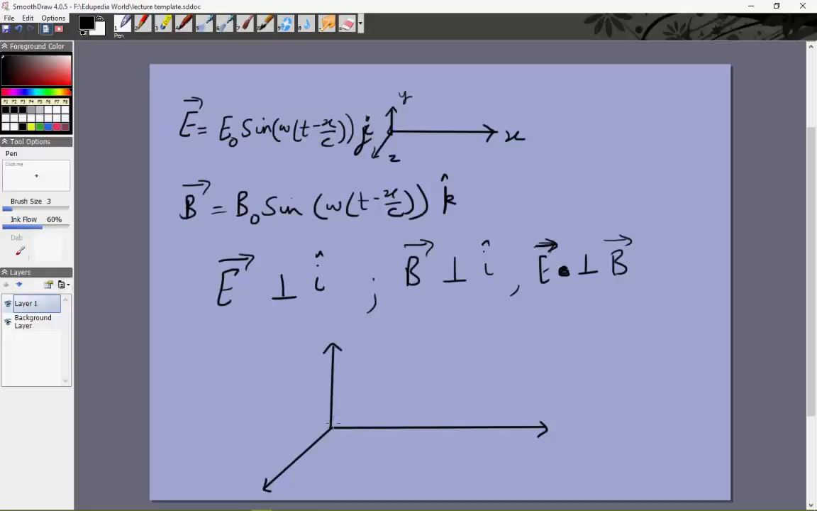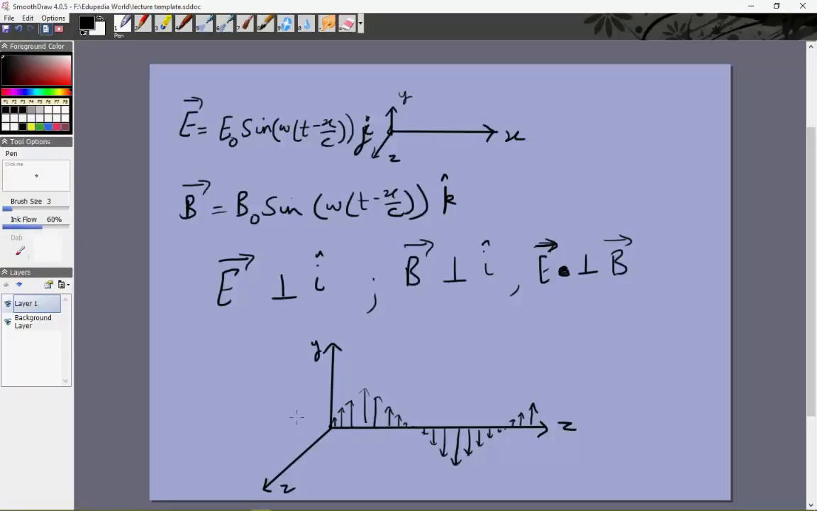Electric field will go like this. It will be 0 at this point, some value at this point, some higher value, some even higher value, then low values, 0, then higher values, and so on. So at any point the electric field will be pointing in the y direction, but its magnitude will keep changing according to sinusoidal motion.